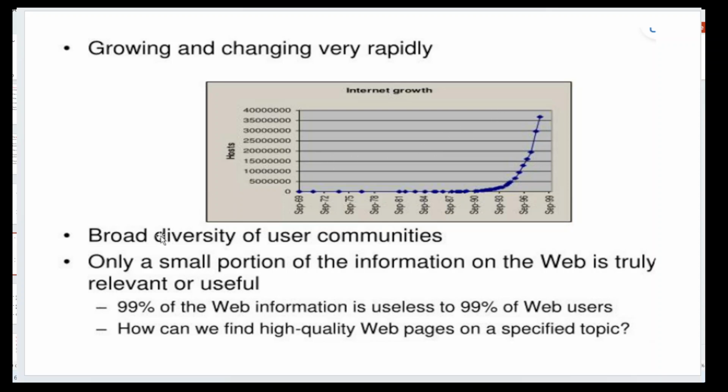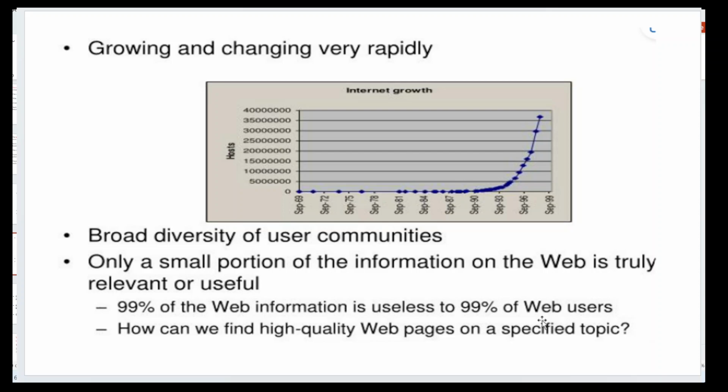They gave one statement: only a small portion of the information on the web is truly relevant or useful. The web contains a lot of information, so I have to find out what information is really useful, and how much is useful to the broad diversity of different kinds of user communities. They have given one statement like 99% of the web information is useless to 99% of the web users. Even though it is useless to 99% of the web users, we will store all the relevant and irrelevant data also. Why? Because this irrelevant data may be useful to some other users. That is the reason we store all the information in the web servers.